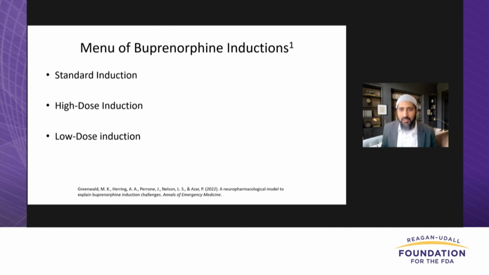Low dose inductions are different in that they don't wait for withdrawal to develop. And in fact, if withdrawal develops, it sort of defeats the purpose of it. So with low dose inductions, we start with small doses of buprenorphine, small enough that they don't precipitate withdrawal, and these overlap their current opioid use. We're going to go into low dose inductions in more depth, but the point I want to make here is that you want to pick the best option for the setting and the patient.